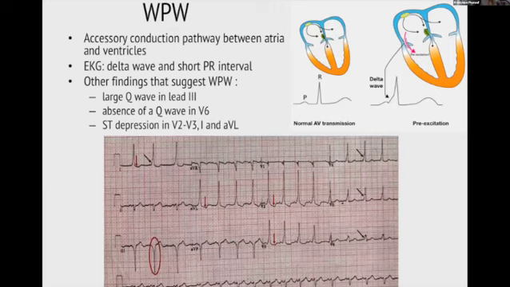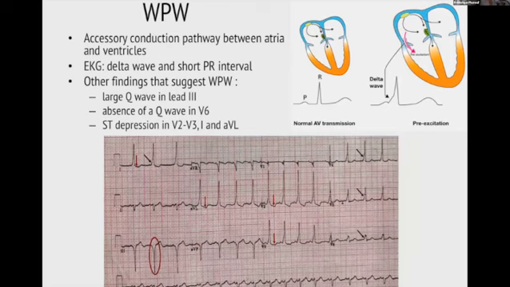WPW is an accessory conduction pathway between the atria and the ventricles with a predilection to reentrant supraventricular tachyarrhythmias, which may degenerate to VF. The EKG shows a delta wave and a short PR interval. Other findings that suggest WPW include a large Q wave in lead 3, no Q wave in V6, and ST depression in V2, V3, and lead 1 and AVL.